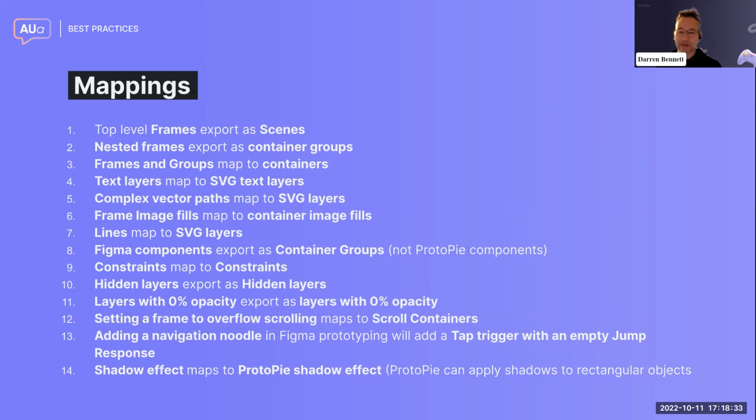Text layers map to SVG text layers. What that means is that when you bring in a regular text layer from Figma into ProtoPie, it's going to make it an SVG image. So it's not going to be editable text initially, but it's going to preserve the font and the styling. So if you share that prototype with somebody who doesn't have that font, it's going to render correctly. The caveat is if you make that text layer editable, you will now be able to edit the text and therefore use formulas and do interactions on it.